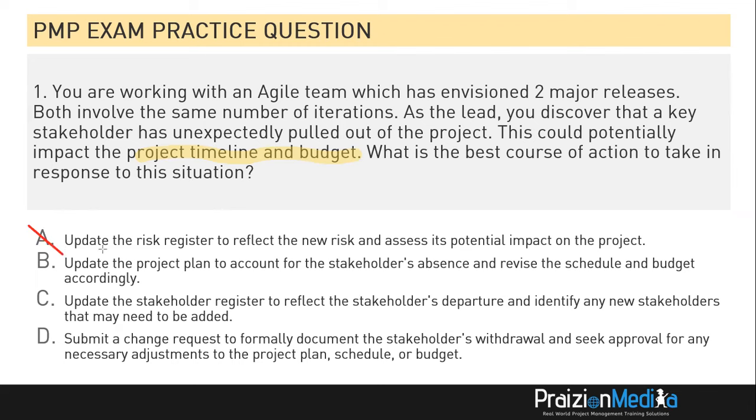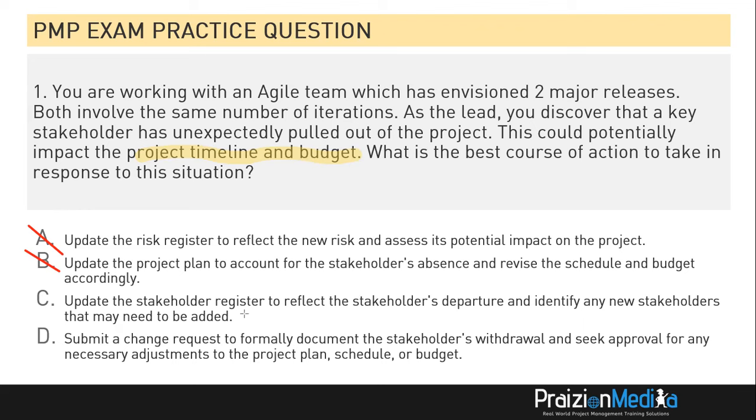B says, update the project plan to account for the stakeholder's absence and revise schedule and budget accordingly. Well, you wouldn't update the plan. It would be more of a stakeholder register, even if you're going to update anything, right? C, update the stakeholder register. That's not bad. To reflect the stakeholder's departure, and identify any new stakeholders that may need to be added. Well, that's something that should be done all the time. But is that the best option?